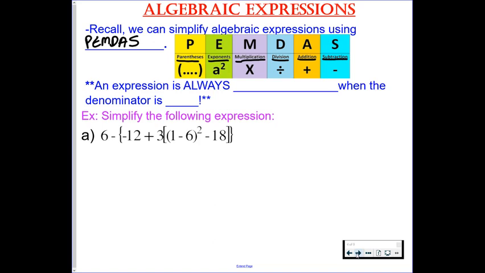Now, something to keep in mind, if you have multiplication and division in the same problem, you want to simplify left to right. So you want to do multiplication, division. If you have them in the same problem, do them left to right. And we'll see an example like that in our notes today. If you have addition and subtraction in the same problem, you also want to simplify those left to right.